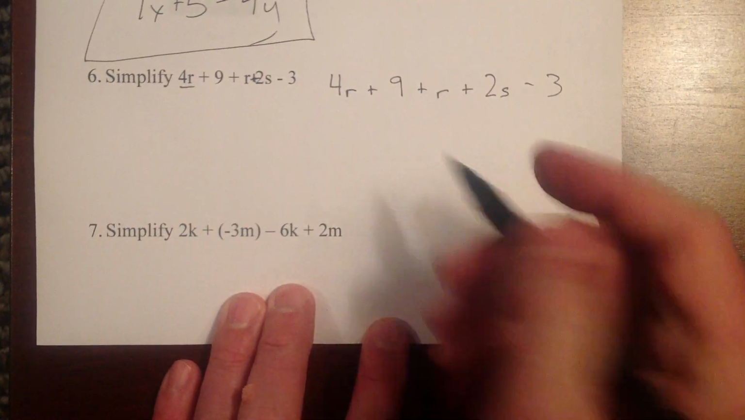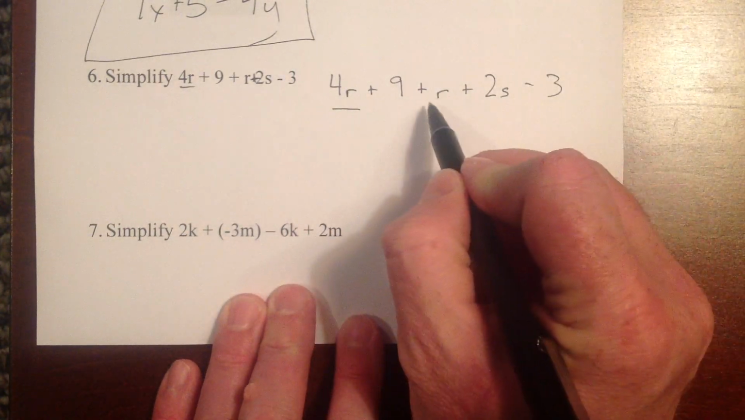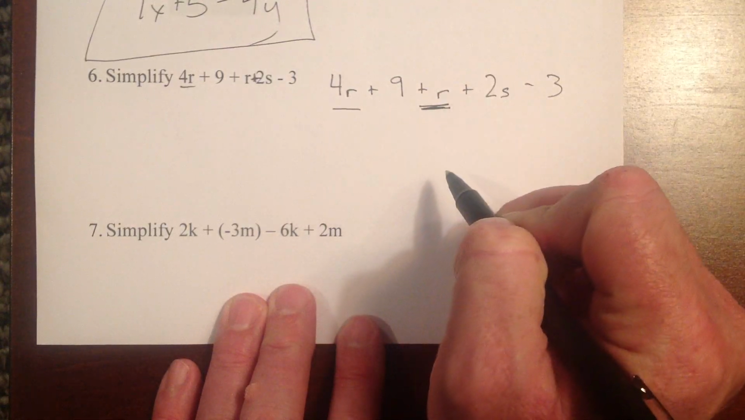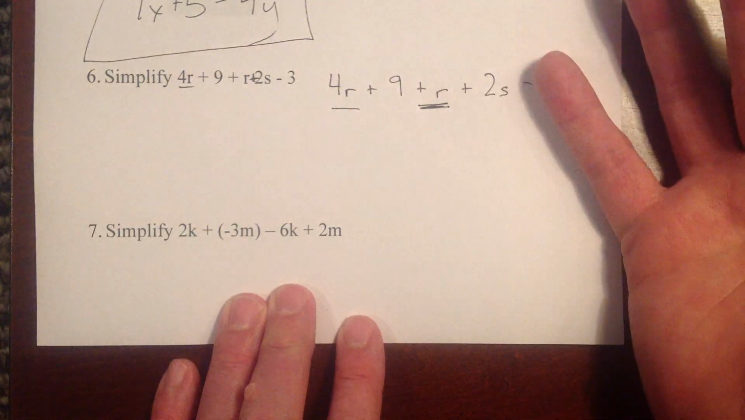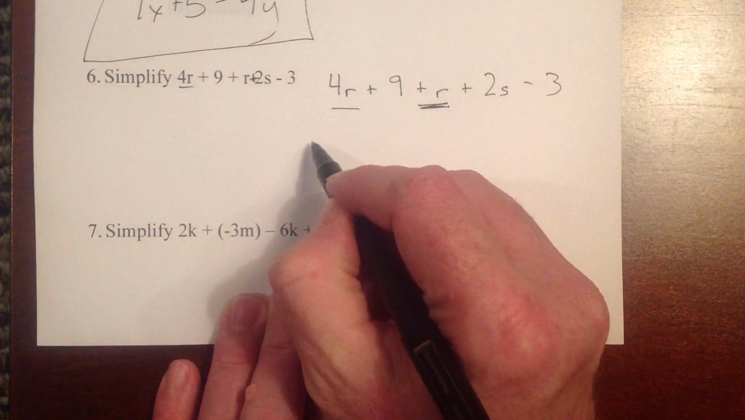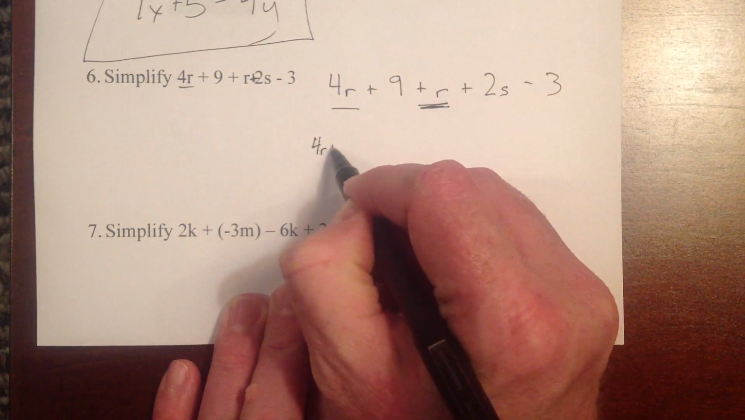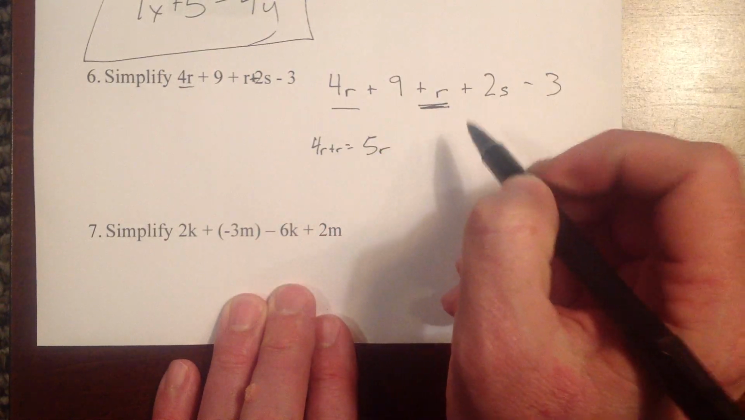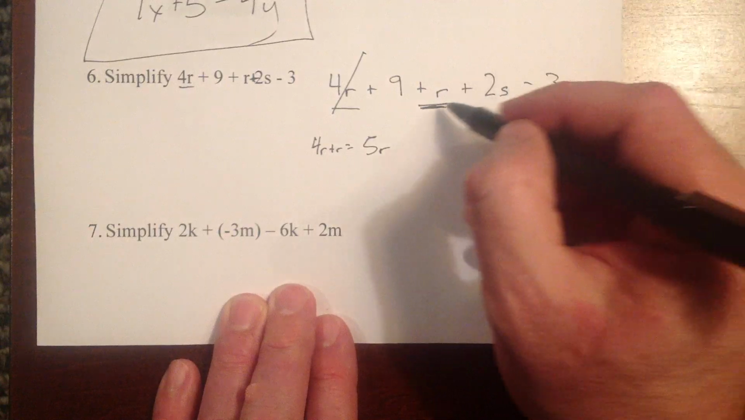Okay. Well, what can I combine 4r with? I can add it to this positive or plus r. And that's the same thing as a plus 1r. So don't forget that. So 4r plus r equals 5r. So I'm done with that guy.